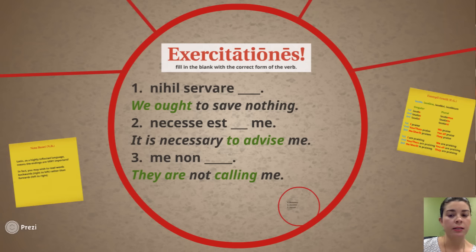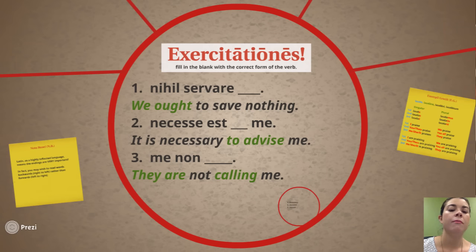Okay, so now let's take a look at the answers to these. So for number 1, nihil servare blank, we want to say we ought to save nothing. So when we say we ought, we're going to use debemus. Now, number 2, necesse est blank me, it is necessary to advise me. Now we're using the infinitive form. So we would use monere.